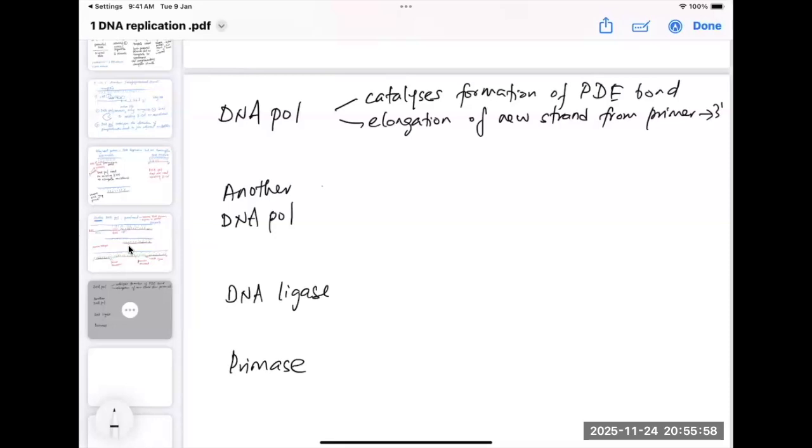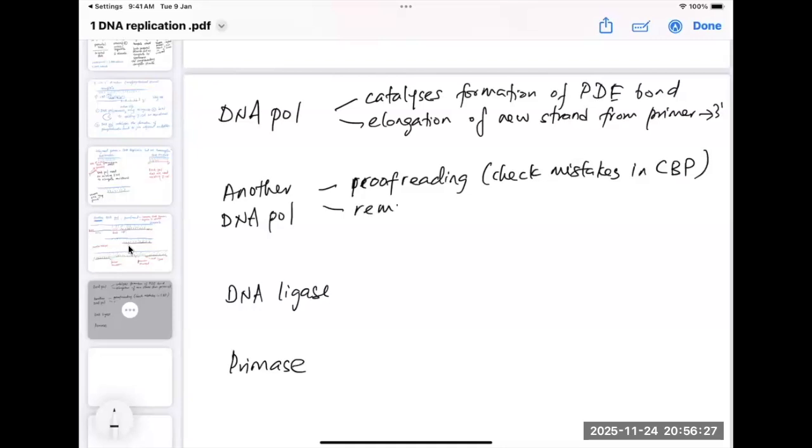Okay. This one here, the another DNA pol is to check, proofread. We call it proofreading. Proofread means to check for mistakes in CBP, complementary base pairing. So it's like either they paired wrongly, right? So they will have to take out and correct it. The other one is in the process of proofreading, they check, hey, how come got RNA here? So they have to remove the RNA primers.